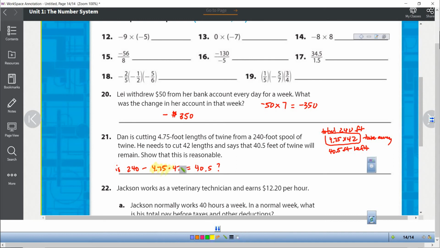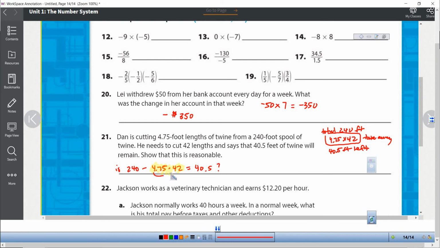We need to do this part of the problem, don't we? Because multiplication comes before subtraction. We need to know how much he took away. All right, show that it's reasonable. Now, I'm not quite sure if they want us actually to work out the exact answer, or if they want us just to estimate.